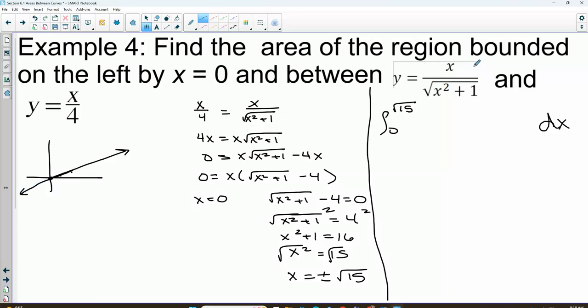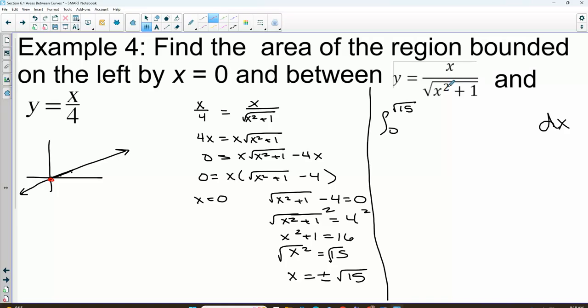This one, if you put in 0, you get 0. If I put in 1, I get 1 over the square root of 2. If I put in a 2, I get 2 over the square root of 5. Okay, is this pretty? No. If you were doing this on a test without a graphing calculator, would you necessarily know which one was on top? No. So what if I can't draw the picture?